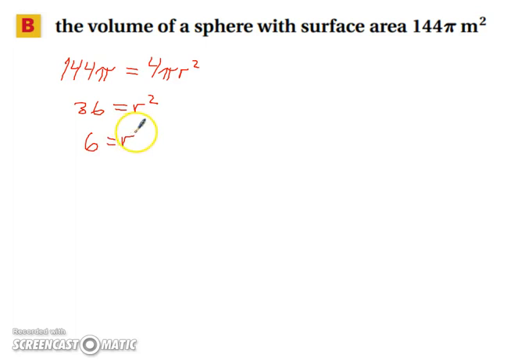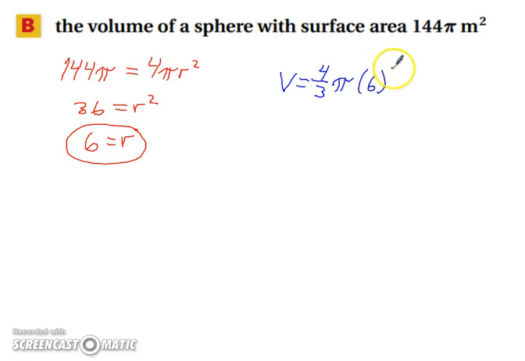Well, now that we have our radius, we can simply plug that into the formula for volume. So volume equals 4/3 pi r cubed, and our radius is 6, so substitute 6 in for r. When we simplify this and we want it in terms of pi, 6 cubed times 4 divided by 3 is going to give you 288 pi meters cubed.